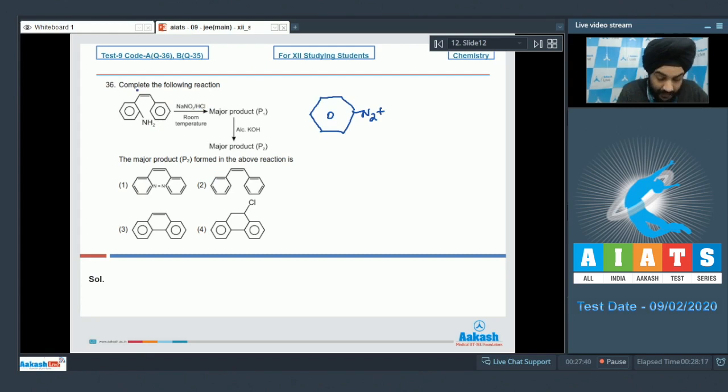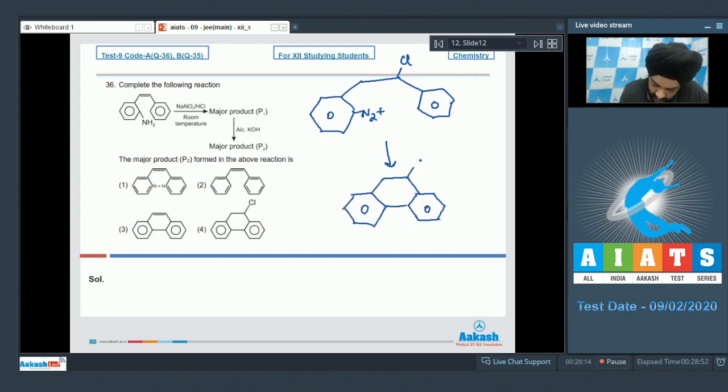There was a double bond which is present, students. So this is going to get converted into chloride. There will be addition of HCl on the double bond. Now, students, what is going to happen is this N2 is going to leave, and then the carbocation which will be formed over here is going to attach to the other benzene ring which is present. So we're going to have the formation of this compound, after the leaving of N2 and the electrophilic substitution on this other present benzene ring.